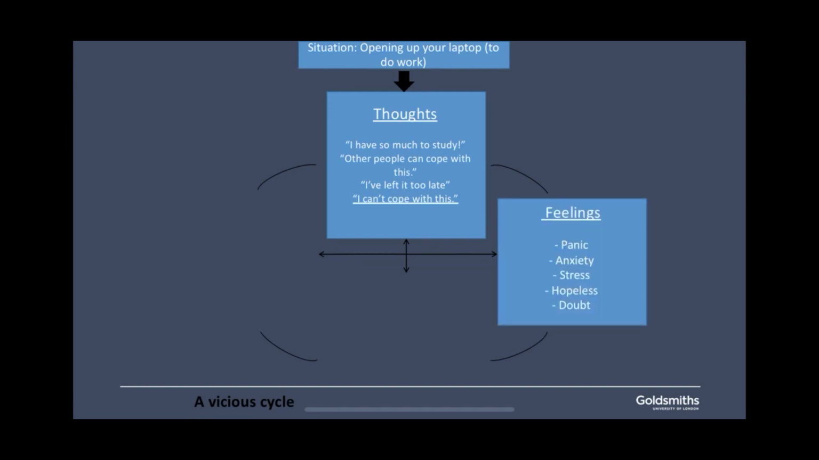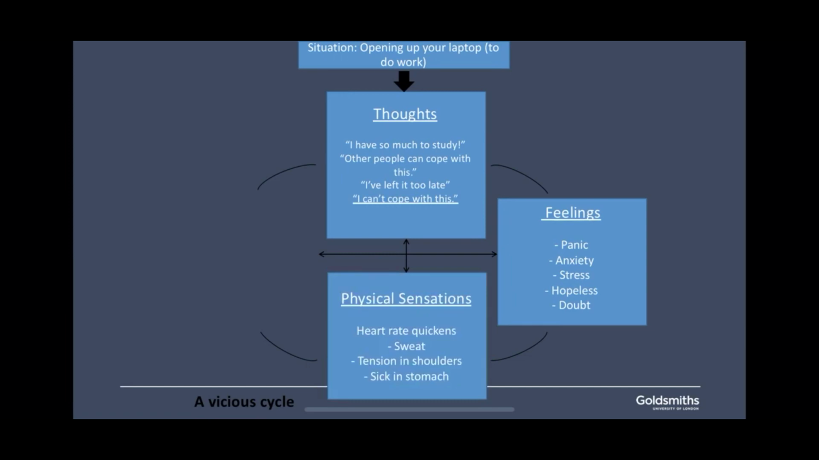You might feel panic. You might feel anxiety. You may feel stress. You might feel hopeless and even start doubting yourself. Where might you feel that in your body? Your heart rate might quicken. You start to feel flustered and hot. You might start to sweat. You may feel tension arise in your body, feeling it in your shoulders or your neck or your head. You may feel queasy or even sick to your stomach.